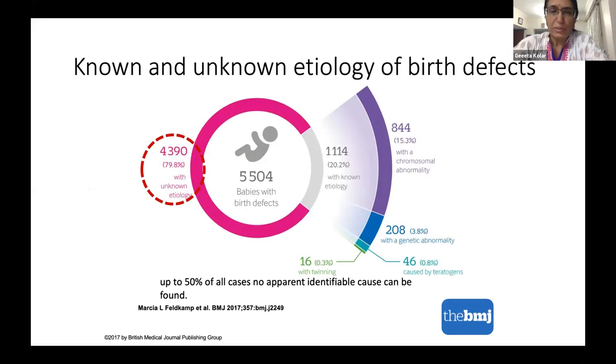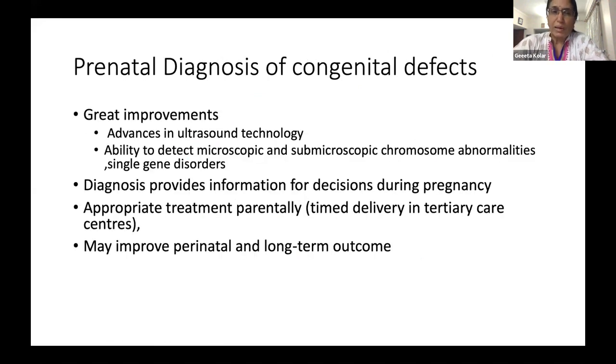What are the etiologies? In almost 50%, we don't know what the etiology is. But the others would be chromosomal, genetic abnormalities, teratogenic, environmental, some with twinnings. So how do we diagnose these? Thanks to ultrasound technology and the ability to detect microscopic and submicroscopic chromosomal aberrations and single gene disorders, we are able to pick up lots and lots of abnormalities. And this diagnosis then provides information for decisions during pregnancy, either termination or delivery in a tertiary care center. It allows us to have an appropriate treatment plan, either prenatally, or to improve the perinatal and long-term outcome after birth.